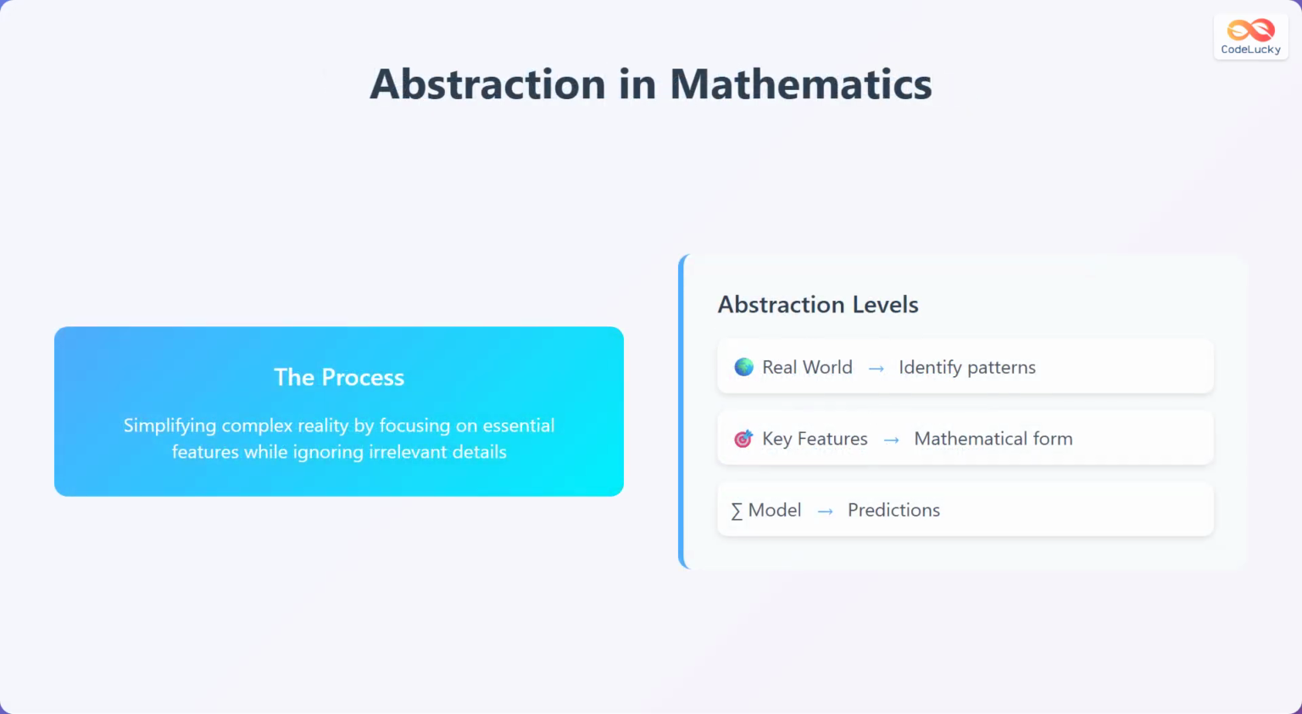Abstraction is a crucial part of creating mathematical models. It involves simplifying a complex reality by focusing only on the most essential features and ignoring the details that aren't as important. Let's walk through a typical abstraction process. We start with the real world and identify key patterns. Then we focus on the key features of the problem to represent in a mathematical form. This allows us to build a model. Finally, we use this model to make predictions about the real world.